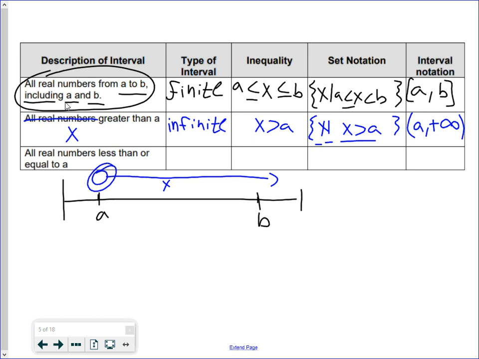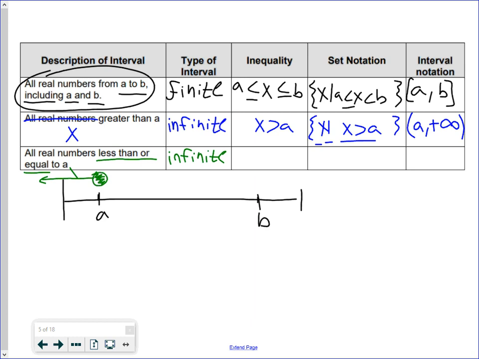Now let's go ahead and do the third row. For the third row, we have all real numbers less than or equal to A. So if we start at A and we want everything less than A, and we want it to be less than or equal to, since it's equal to, we fill in that A. That's what our number line is going to look like: every real number less than or equal to A. And since we only have one endpoint, this is going to be infinite.